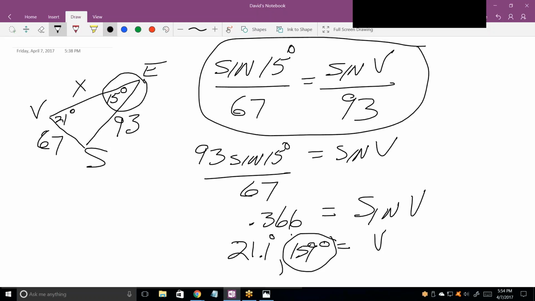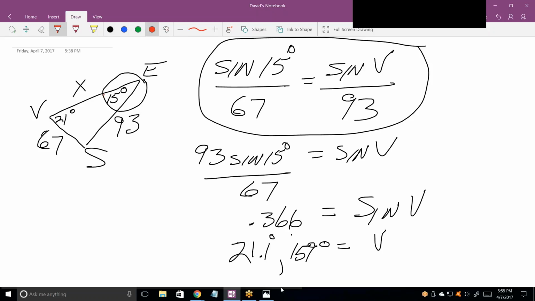And the question is, does it fit in the triangle? Well, if this came out to be 11.1 and that was 169, then it would not fit in the triangle. 15 plus 169 is greater than 180. You cannot fit a 169 degree angle in there. Right. And if that were the case, then you would say, no, this is not the ambiguous case of the law of sines. But given the numbers they gave us, which were 21 and 159, it does fit.